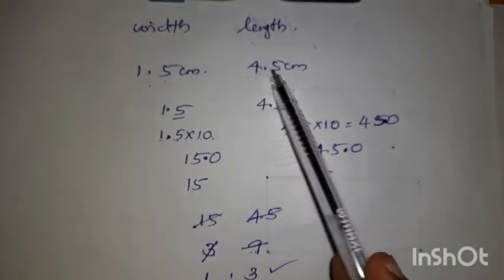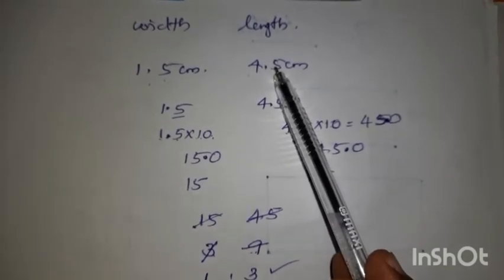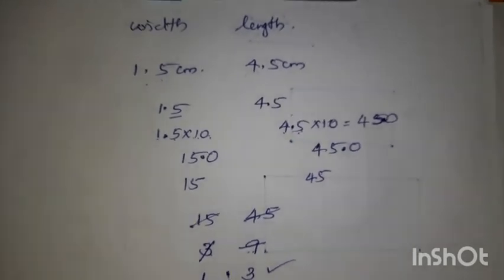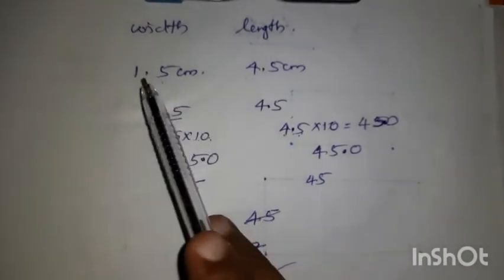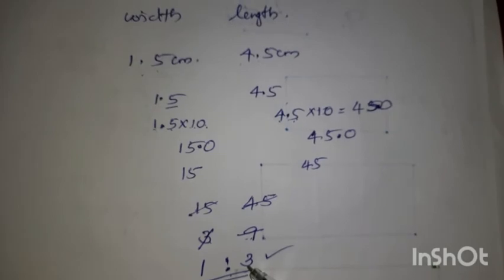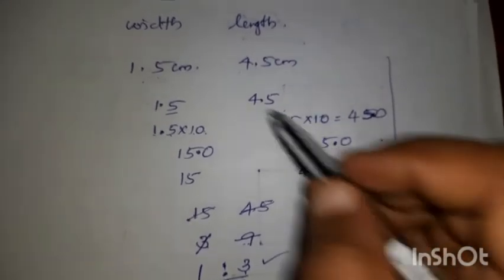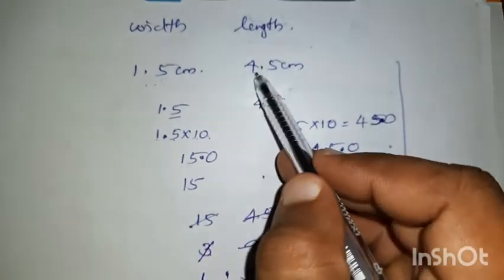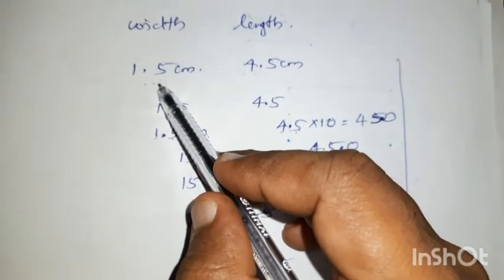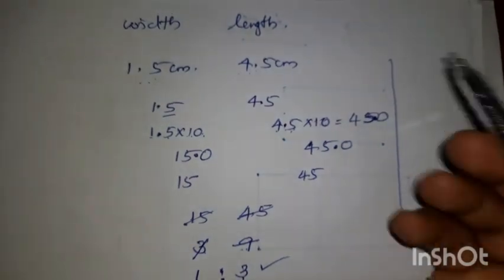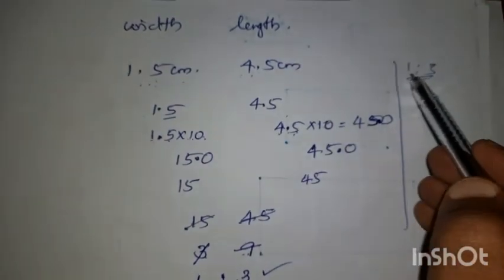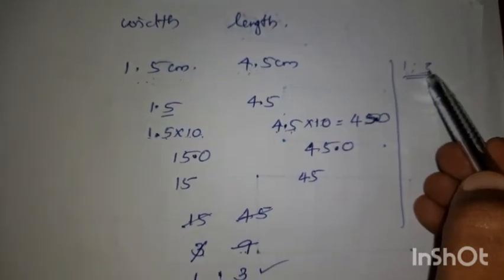1.5 centimeter and 4.5 centimeter, we can say it is the ratio of 1:3. That means the length is 3 times the width. Or directly you can find out that 4.5 is 3 times 1.5. If you know that, you can directly write 1:3. So the width to length ratio is 1:3. Length is 3 times the width.